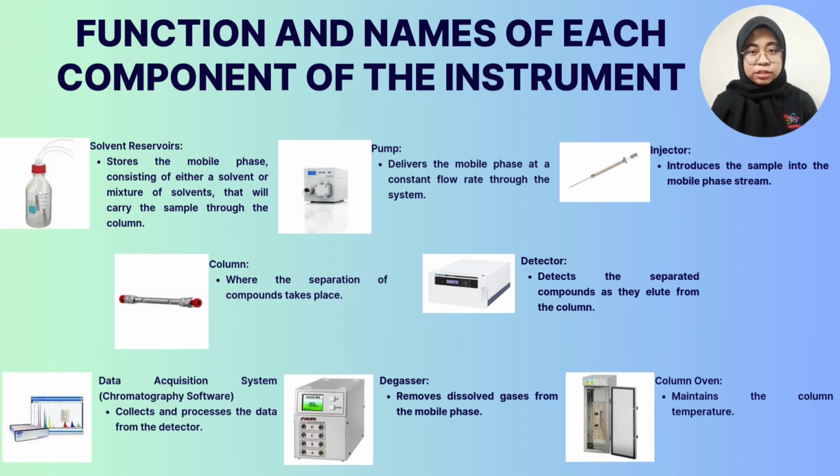The data acquisition system, commonly referred to as chromatography software, processes and collects the data generated by the detector. To ensure accurate results, the degasser removes dissolved gas from the mobile phase. Lastly, the column oven maintains a stable temperature for the column, which is essential for optimizing the separation of compounds. Each of these components plays an integral role in achieving precise and efficient HPLC analysis.